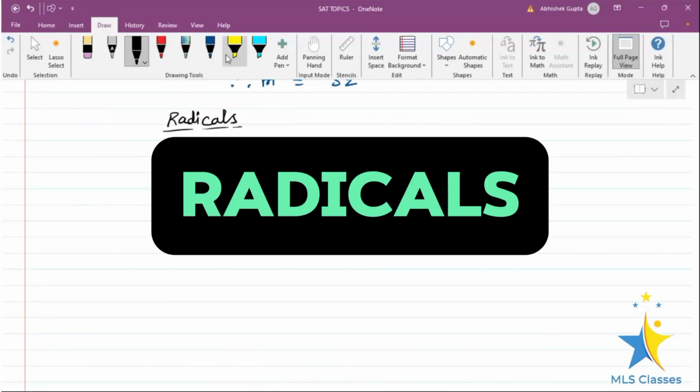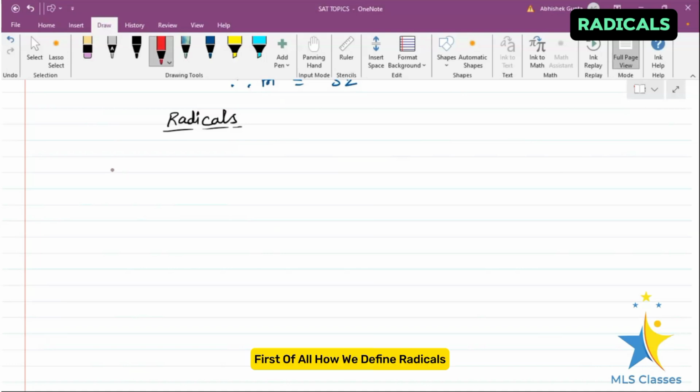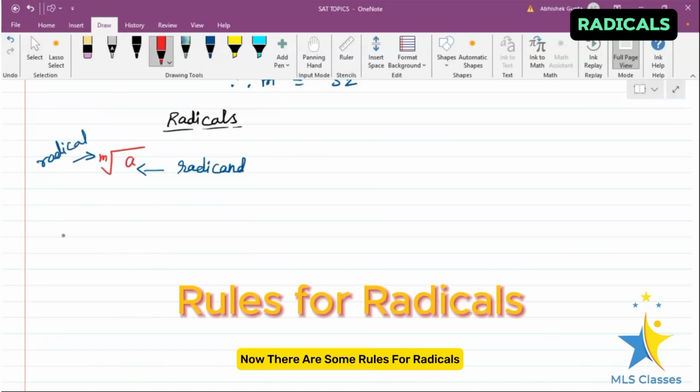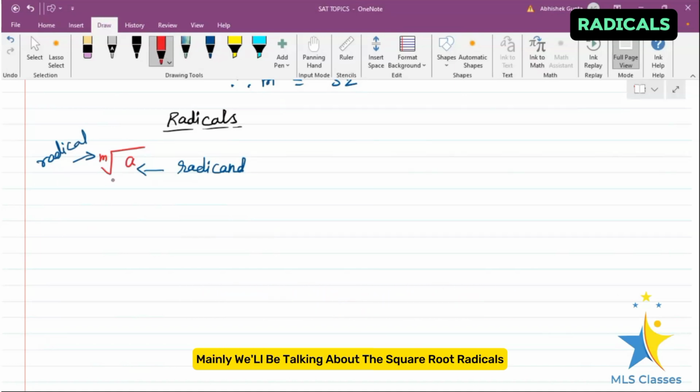So in radicals, what we have to remember is, first of all, how we define radicals. There are two parts of a radical. Suppose here it's m and here it's a. Then this is called the radicand and this is called the radical. Now there are some rules for radicals. Mainly we will be talking about the square root radicals, but a little bit we will see other types of radicals as well. So the first thing is the rule about addition or subtraction of radicals.